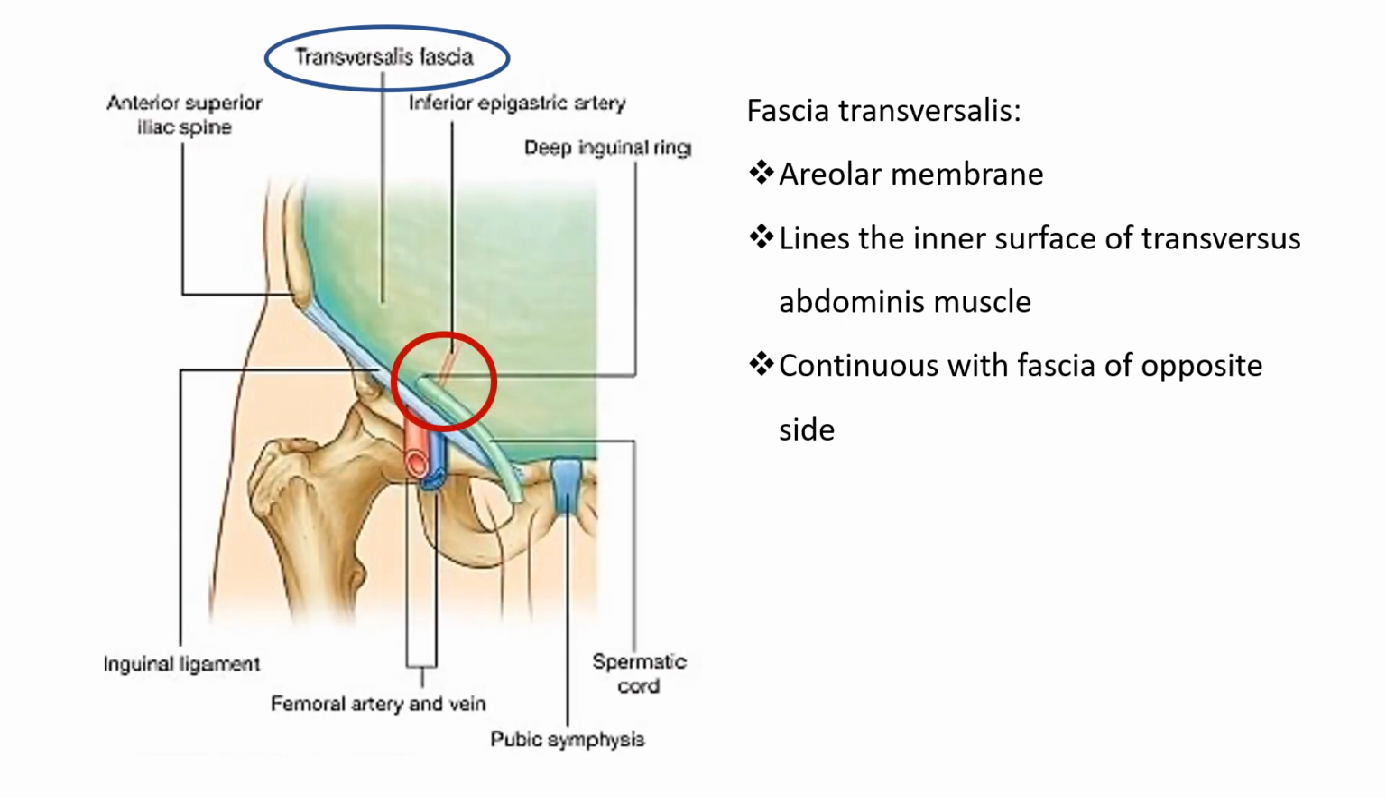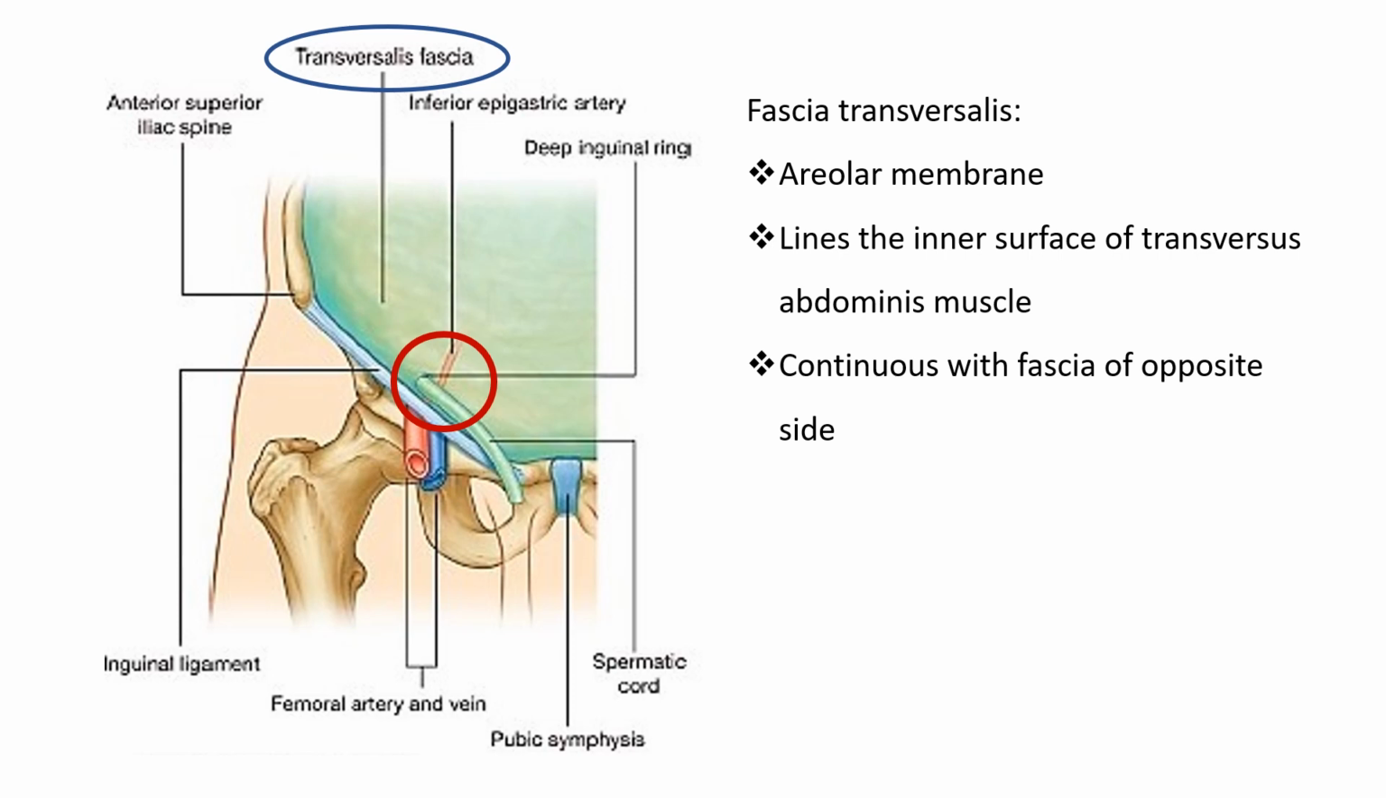Now coming to the fascia transversalis, or transversalis fascia, that covers the inner surface of the transversus abdominis muscle. This fascia is actually an areolar membrane, and it is continuous with the fascia of the opposite side behind the linea alba. Behind the posterior wall of the rectus sheath, it is continuous with that of the opposite side. That is the same layer, fascia transversalis.